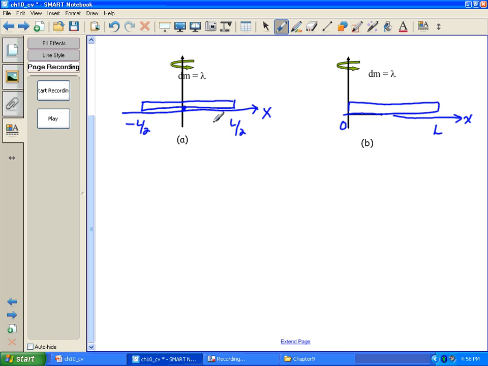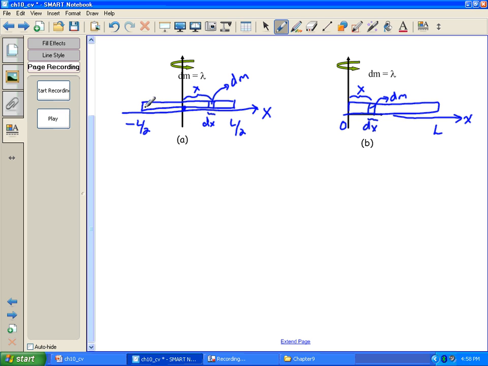And so what we need to do is, in each situation, select a representative little dm, which of course will have the infinitesimal length dx. This is our little dm, and will be located at a distance x from the axis of rotation. The same is true here. It doesn't matter which one we pick. Here's our dm, here's our dx, and here is the position of dm relative to the origin.